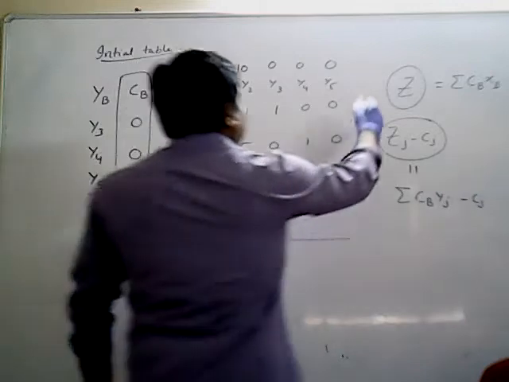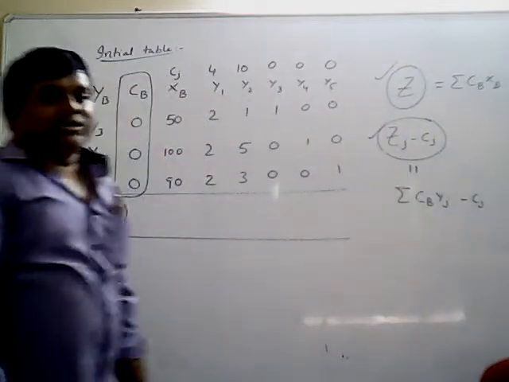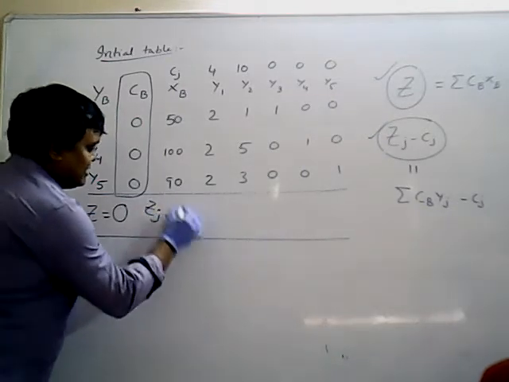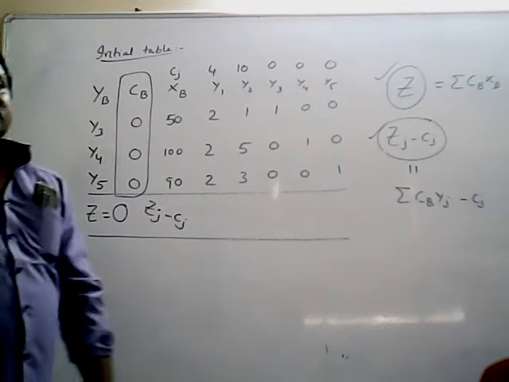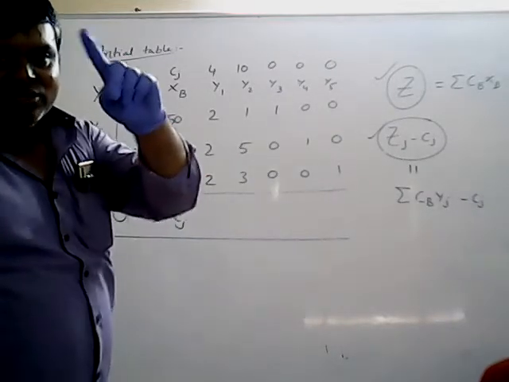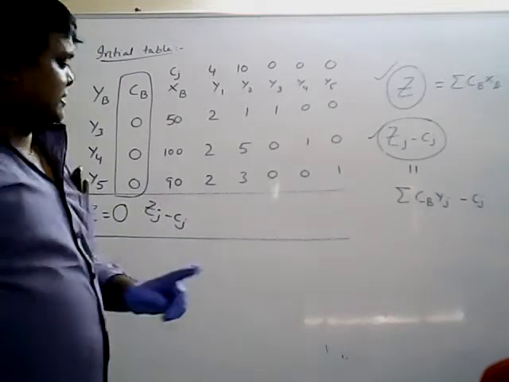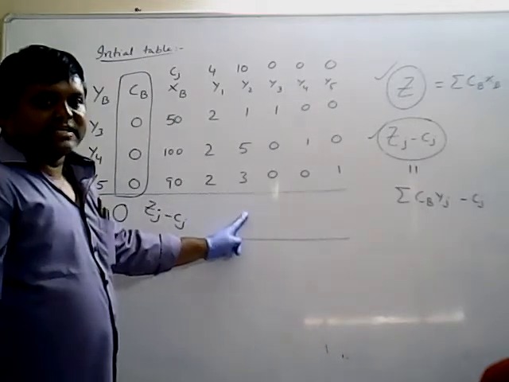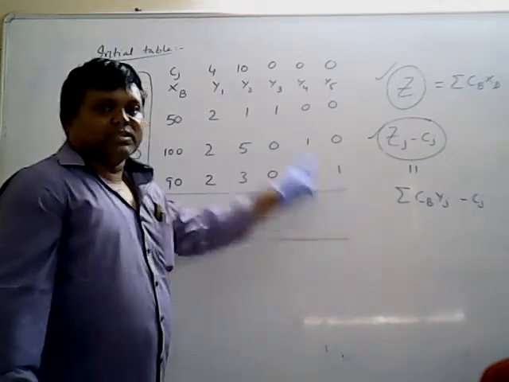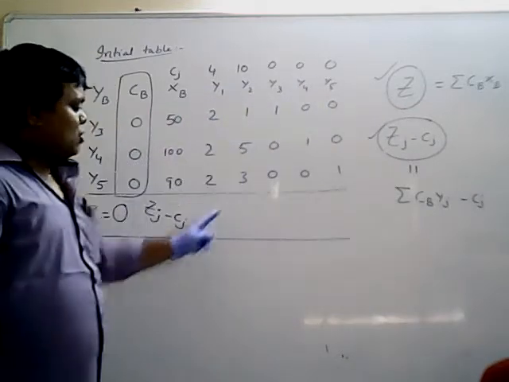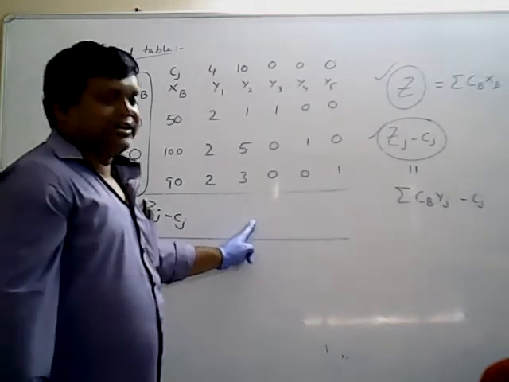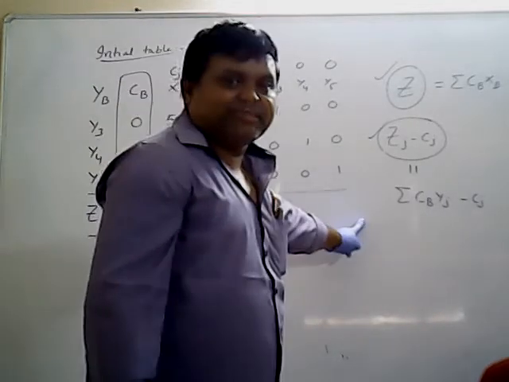Next, what you have to calculate? Net evaluation you have to calculate. Net evaluation is denoted by Zj minus Cj. So how many net evaluations will you get? J is running from 1 to 5, so 5 variables are there. This is Z1 minus C1, Z2 minus C2, Z3 minus C3, Z4 minus C4, Z5 minus C5. These are the variables for Y1, Y2, Y3, Y4. So 5 net evaluations you will get.